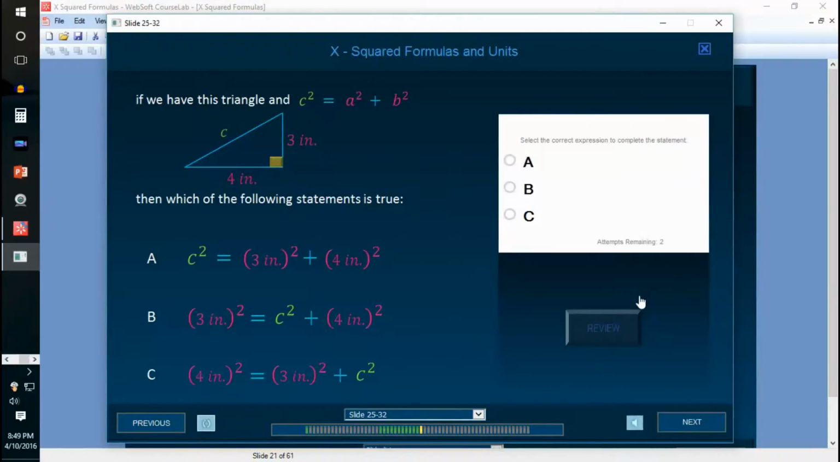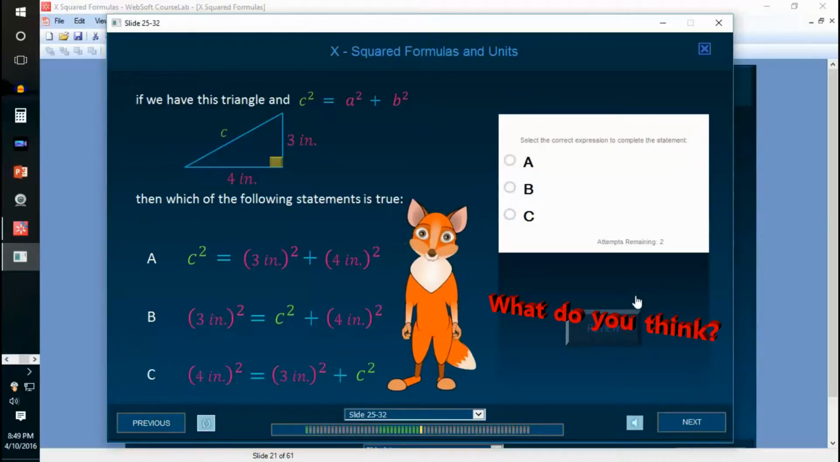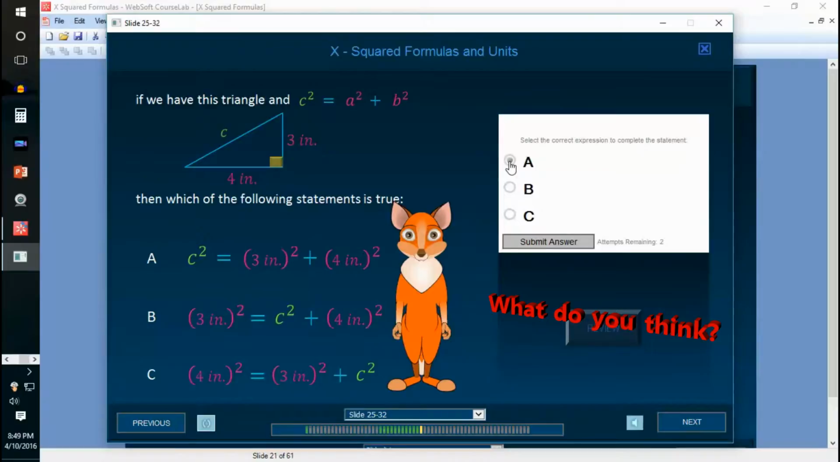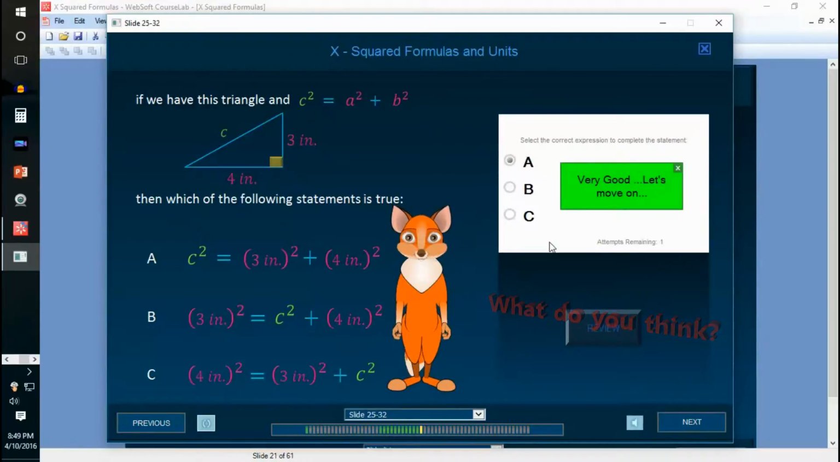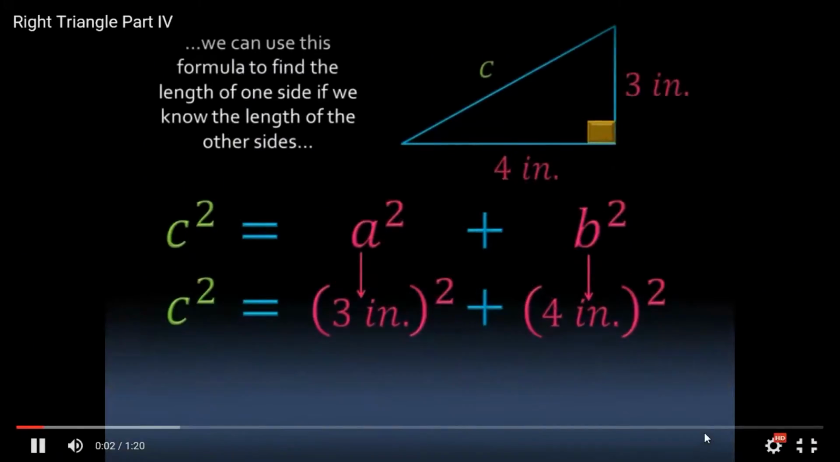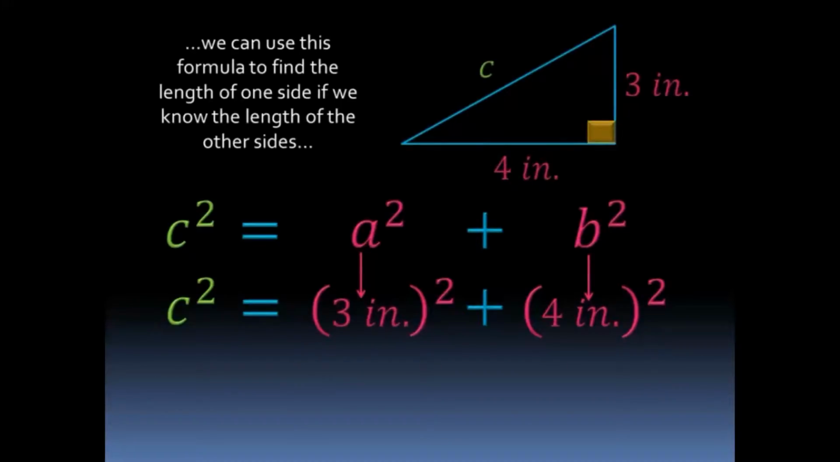If we have this triangle and C squared equals A squared plus B squared, then which of the following statements is true? Good work. Answer choice A shows the correct replacements for our formula. We now have C squared equals 3 inches squared plus 4 inches squared.